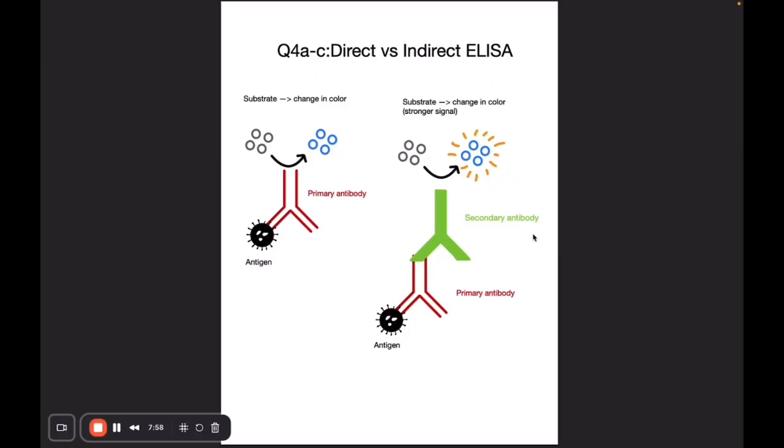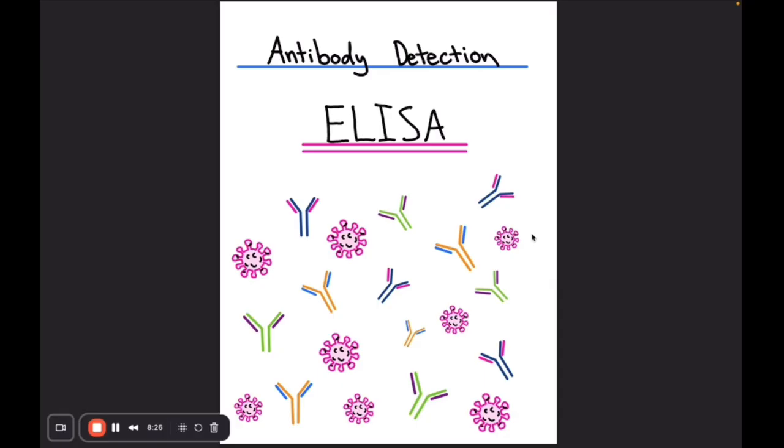So to summarize, the antigen detection ELISA works by directly identifying viral proteins in a patient sample. This tells us whether the person is currently infected with the virus. Next, we'll move on to the antibody detection. Now we will talk about the antibody detection ELISA.